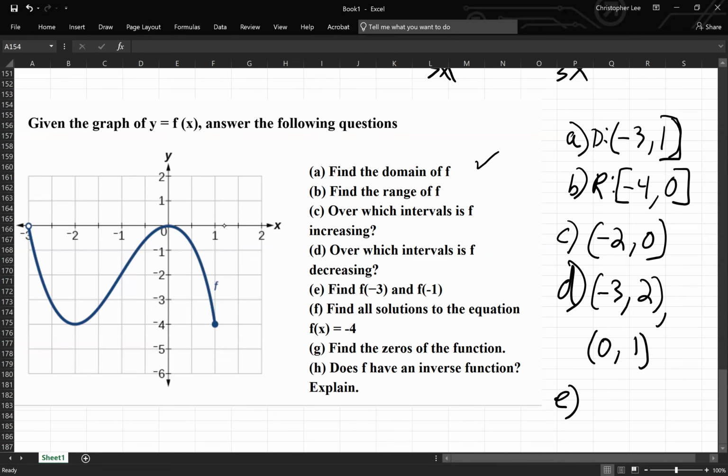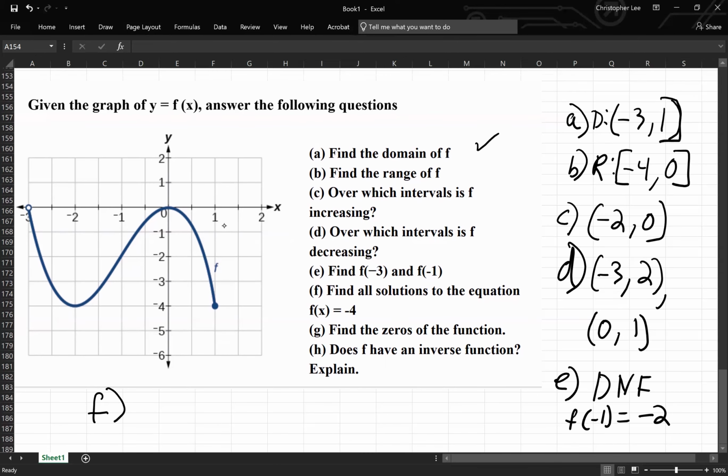They want F of -3. So when X is -3, this does not exist. And F of -1 is equal to -2 right here, this point, right? And X is -1, Y value is -2. Okay, F.